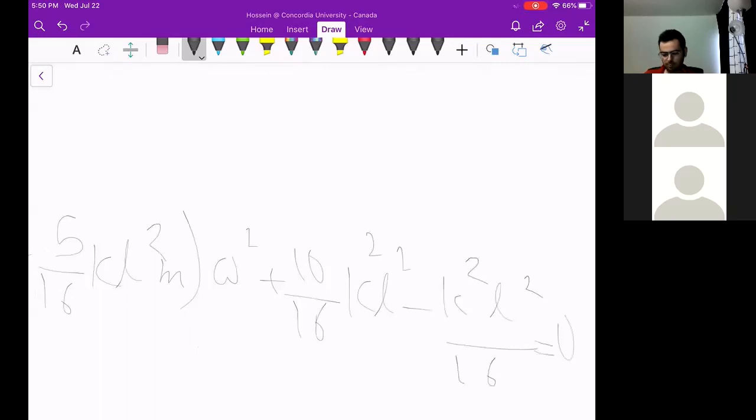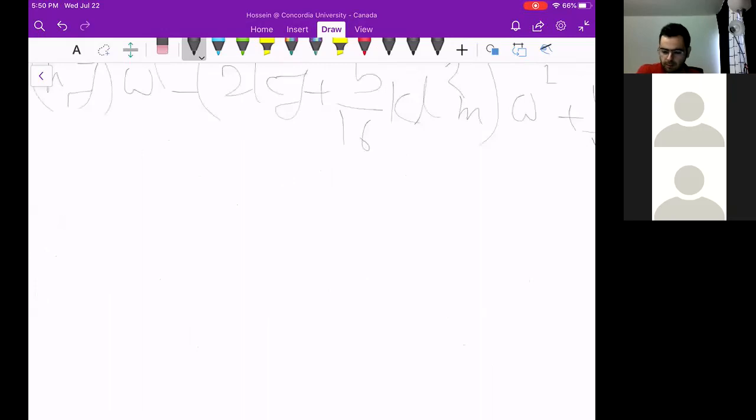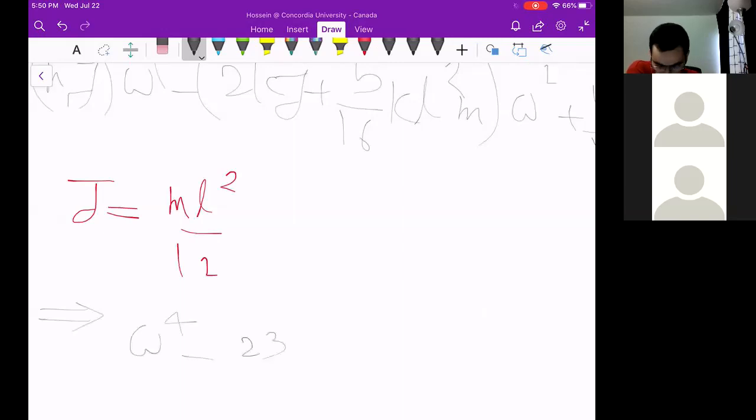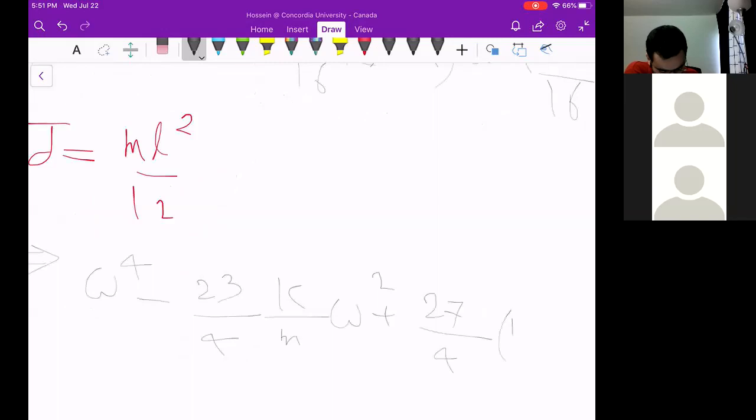Then, if you simplify and insert J as m L squared over 12, which is given to you, you could further simplify it like this: omega to the power 4 minus 23 over 4 k over m omega squared plus 27 over 16 (k over m) squared equal to 0.